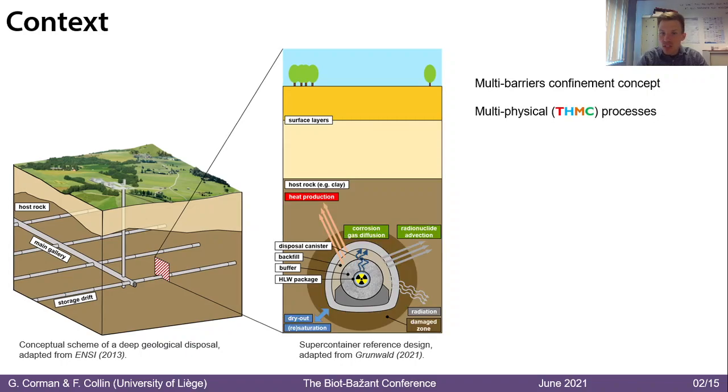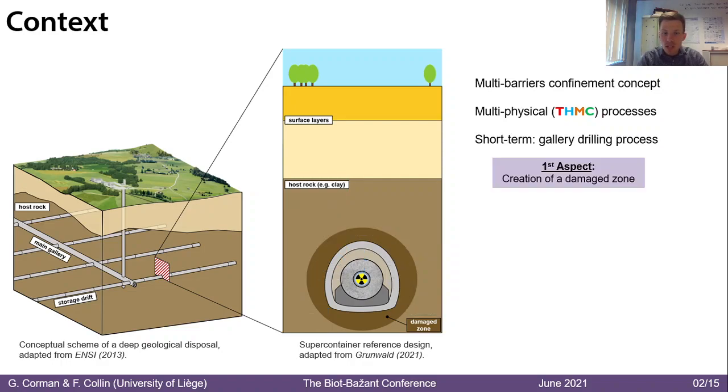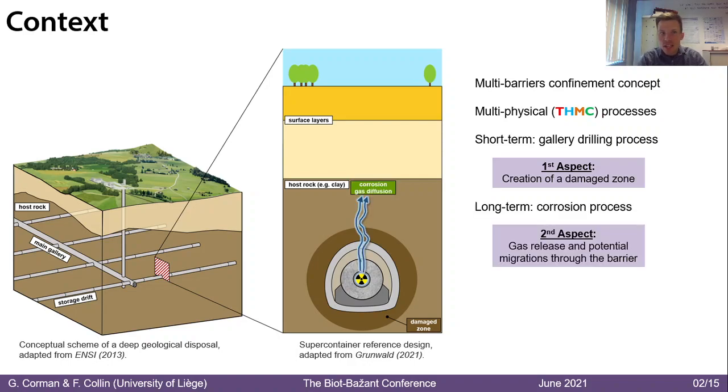During the implementation of this solution, complex multiphysical processes are likely to occur and to affect the system and its confinement characteristics. In the short term, the gallery drilling process causes stress redistribution that triggers crack propagation, leading to the creation of an excavation damage zone. And in the long term, the generation and accumulation of gases such as hydrogen resulting from the corrosion of the metal components of the system may potentially open preferential flow pathways for the radioactive substances.